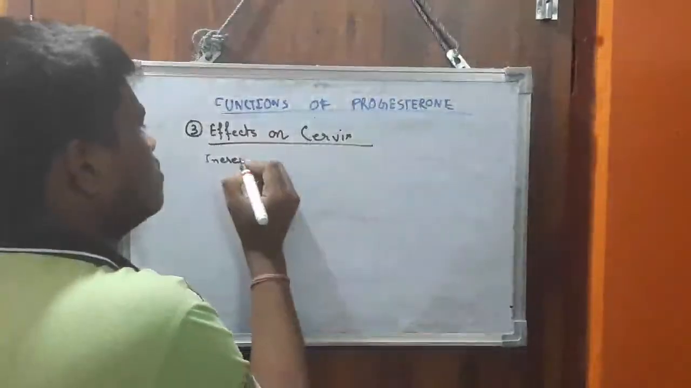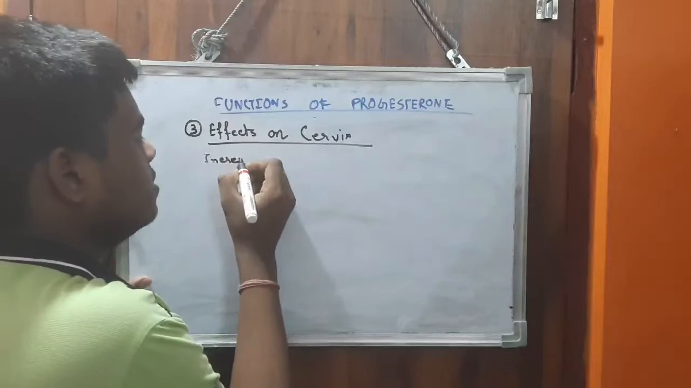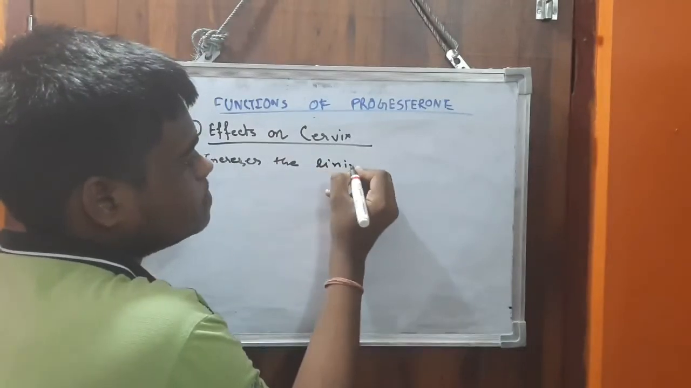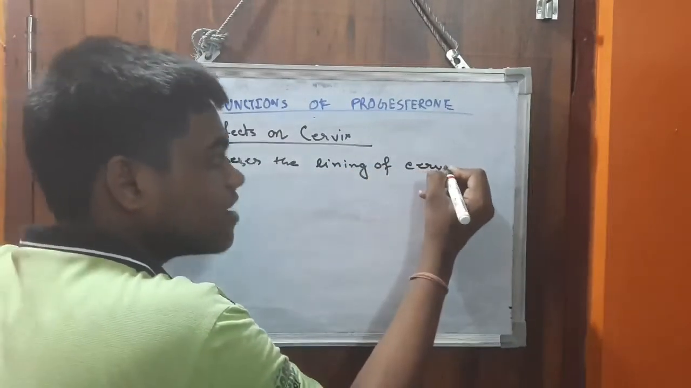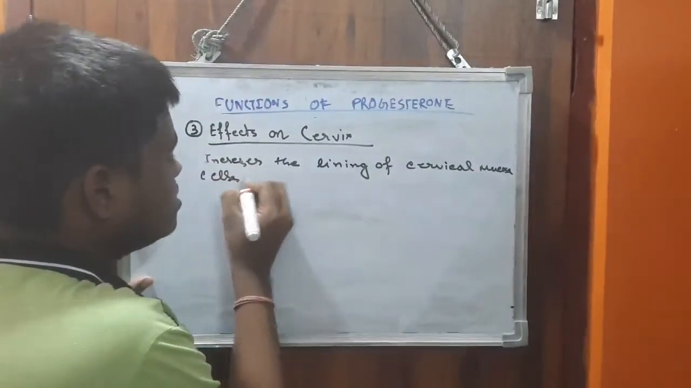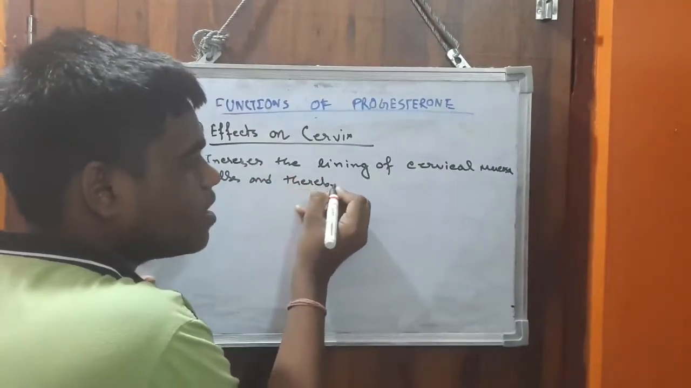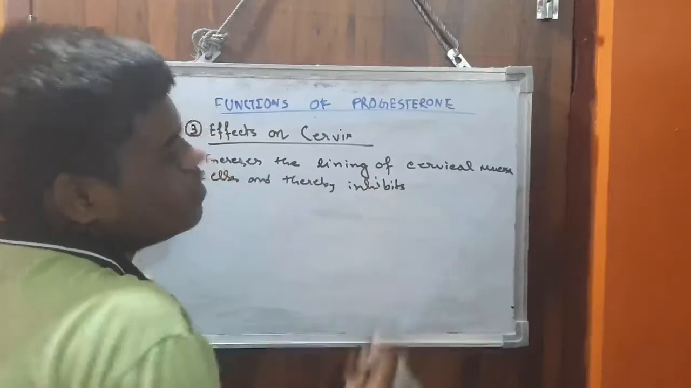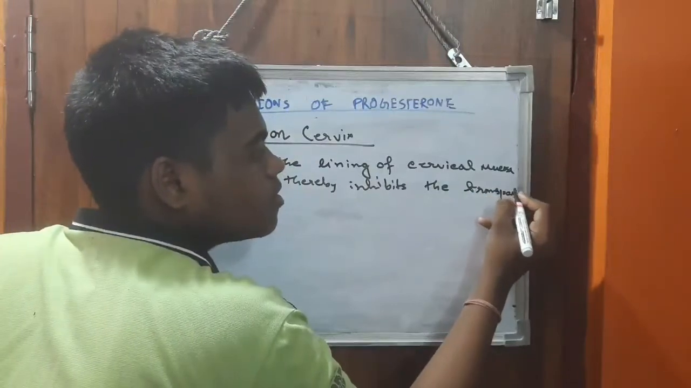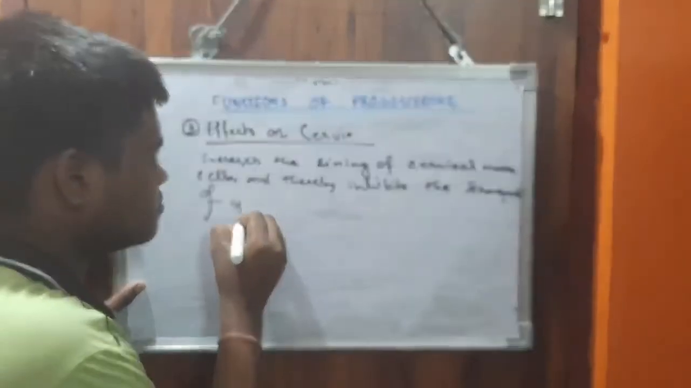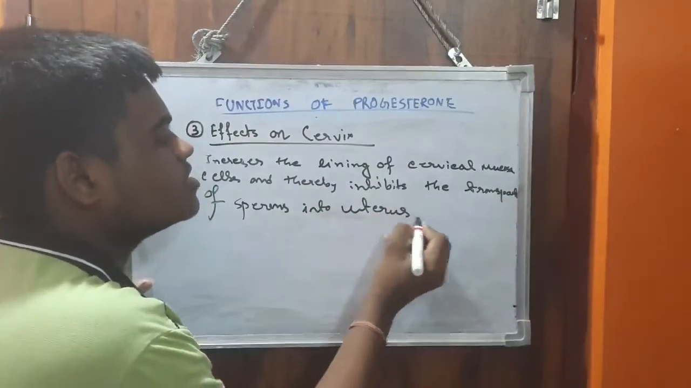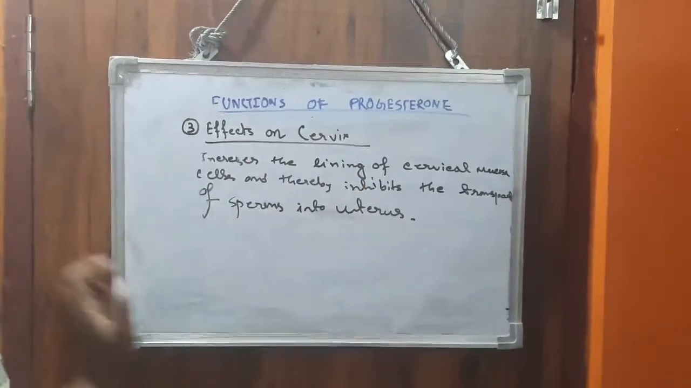Okay, so the progesterone hormone increases the lining of the cervical mucosa cells, and thereby inhibits the transport of sperm into what? Uterus. This is the effect of progesterone hormone on the cervix. Note it down.